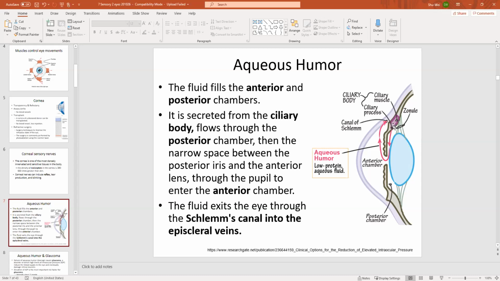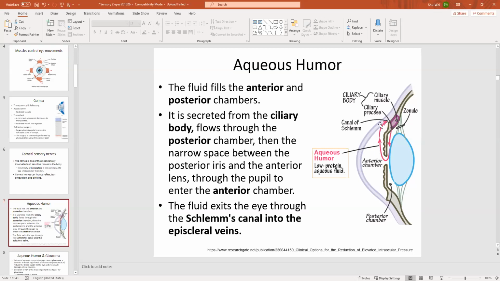In the ciliary body, it secretes the fluid, and this fluid continuously flows through this area. The fluid provides the oxygen and the nutrients, and these get diffused into the cornea. So the cornea can get oxygenated and also get nutrition from this fluid. And then this fluid will flow back into the blood circulation.